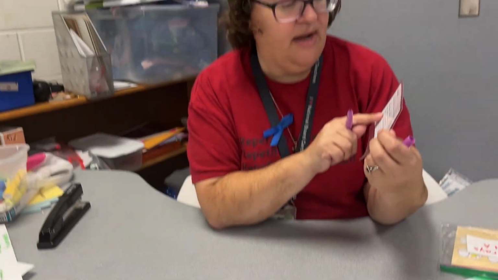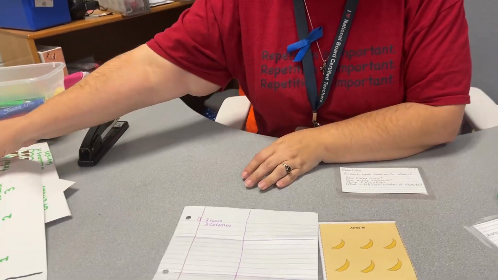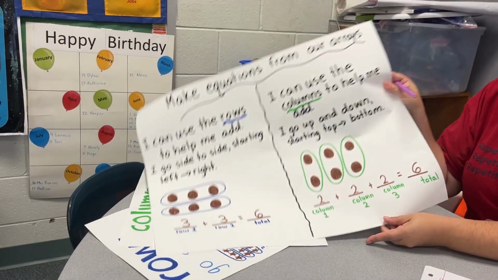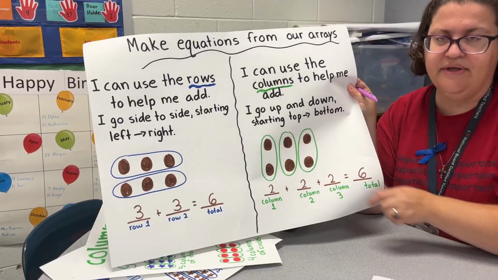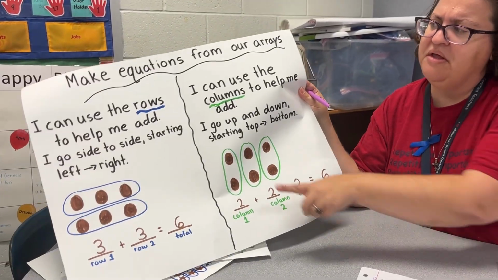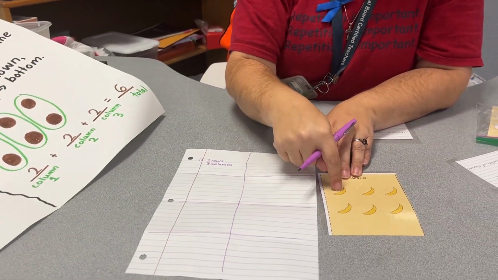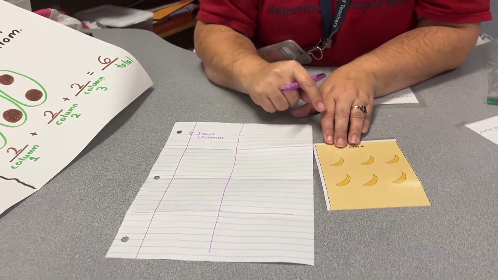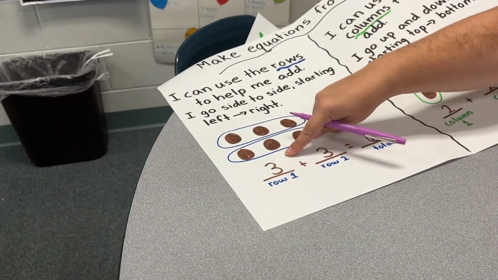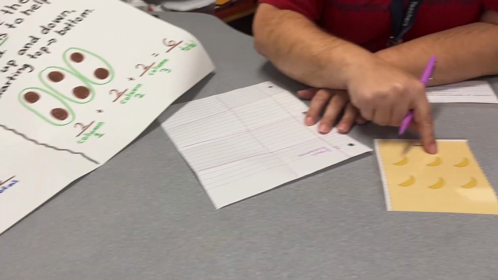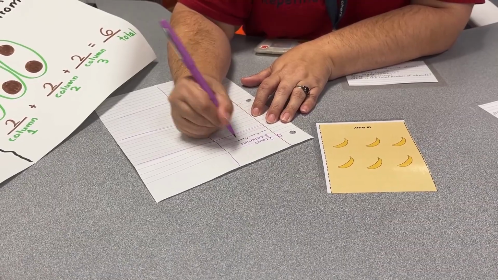Now, I need to write 2 equations. If I remember from looking at our chart, I can use the rows to help me and count just the rows, or I can count the columns. So, since I have to make 2, let me start with the rows. I have how many rows? 2, that's right. So that means there should be 2 addends in my equation. I've got 1 addend and another addend to get to my total.